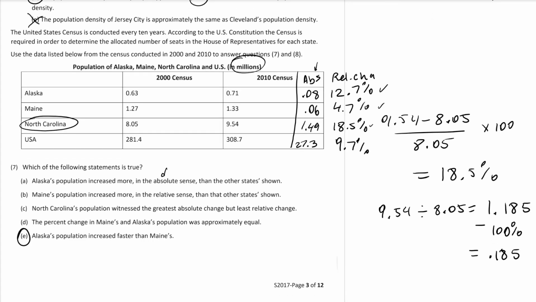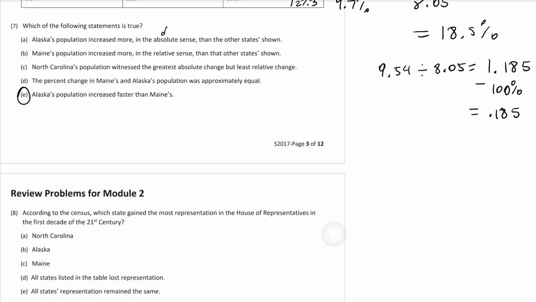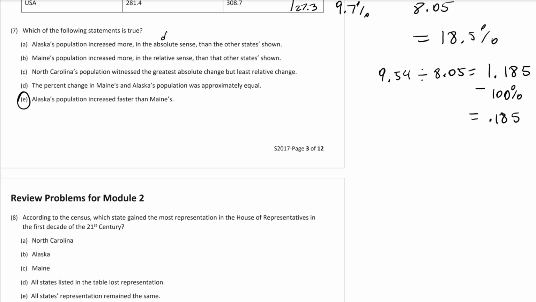So here it goes. Question number 8. According to the census, which state gained the most representation in the House of Representatives in the first decade of the 21st century? Well, this question is a little bit difficult to answer exactly mathematically, because that would require a more extensive calculation. But if we had to choose between the states, remember the House representation is based on population size.